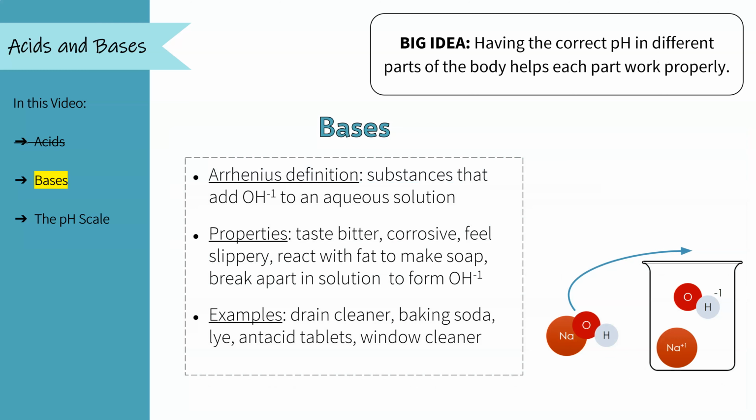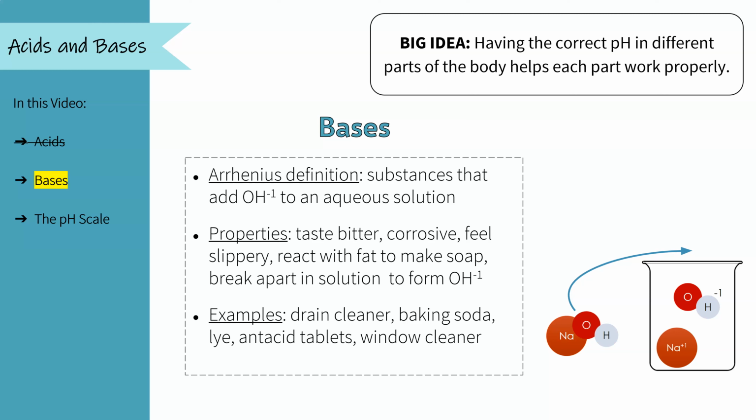And that, of course, is our Arrhenius definition of a base. Arrhenius said that bases are substances that add OH-1 or hydroxide ions to an aqueous solution. So when we dissolve a base in water, it splits apart and forms an OH-1 or hydroxide ion. Some properties of bases are that they taste bitter, strong bases are corrosive, they can feel slippery, they react with fat to make soap, and of course they break apart in solution to form OH-1.